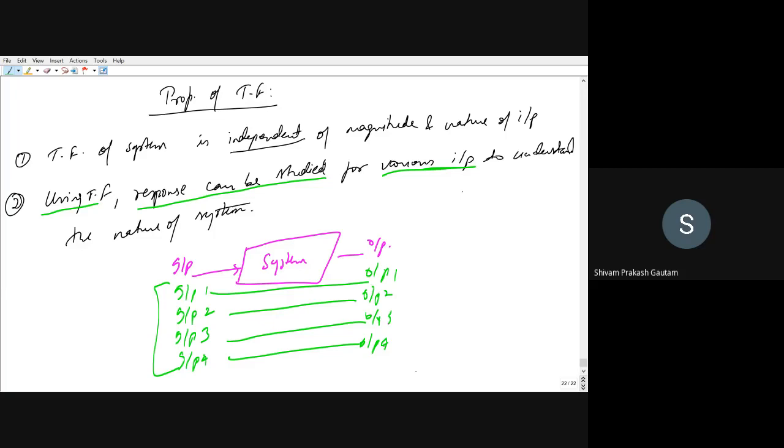Now, if you provide different kinds of input and you get different kinds of output, then by observing the output you can comment on the system. What is the nature of the system? Whether the system is stable or whether the system is unstable.